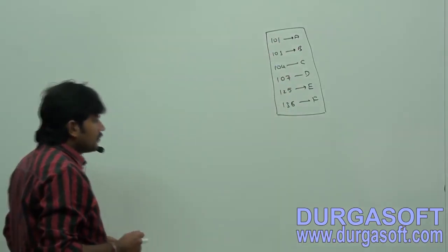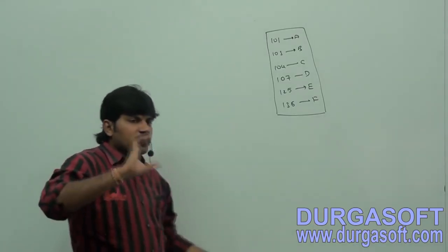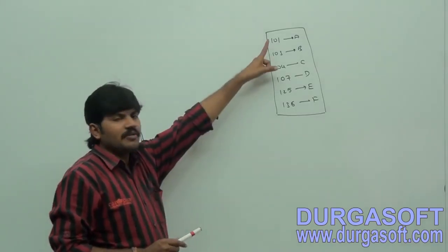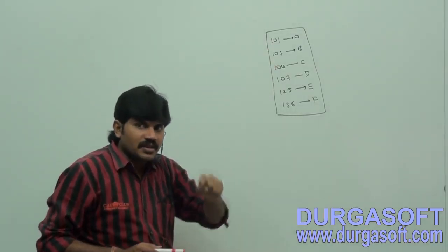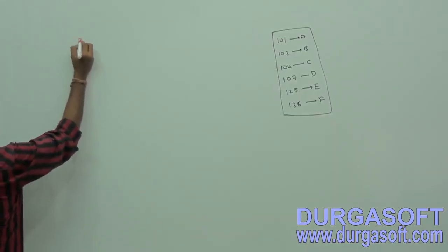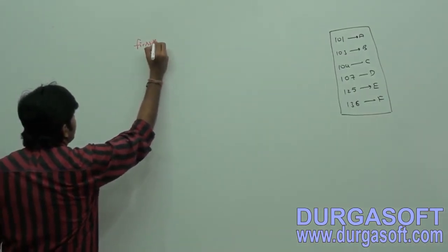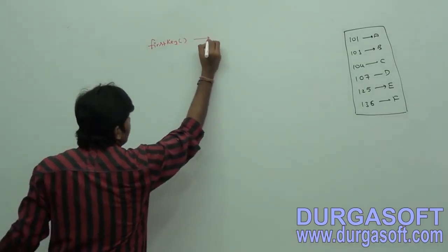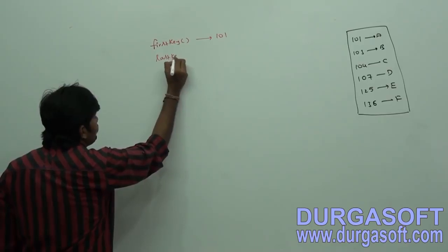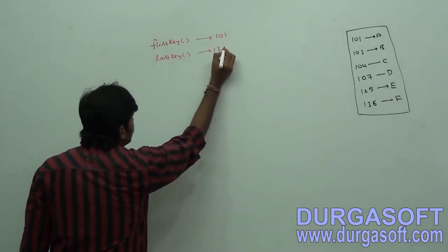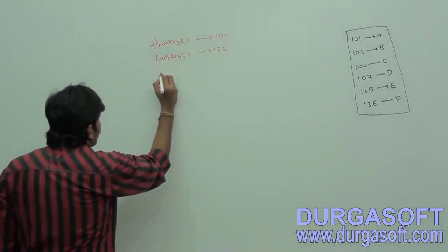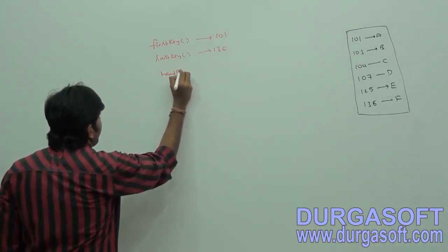Now my target is, can you tell what is the first key? 101. What is the last key? 136. If you want, you can ask, what is the first key? 101. What is the last key? What is the answer? 136.